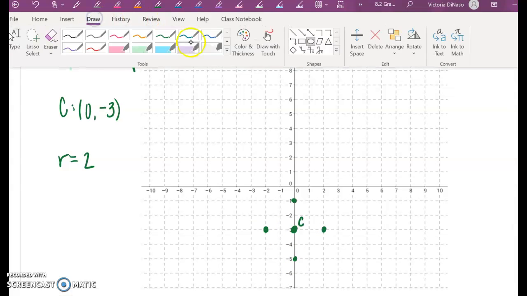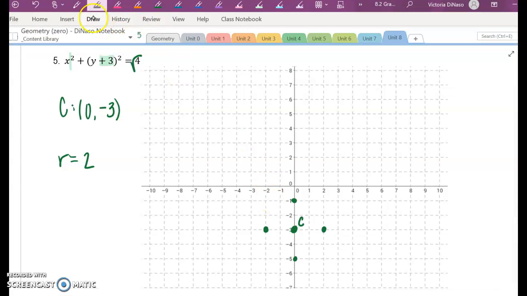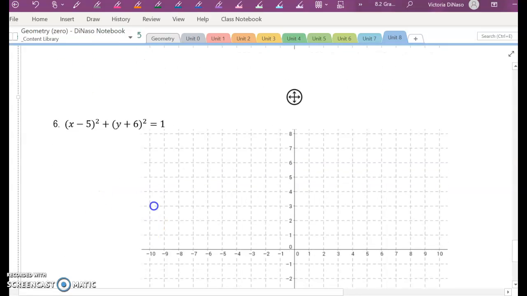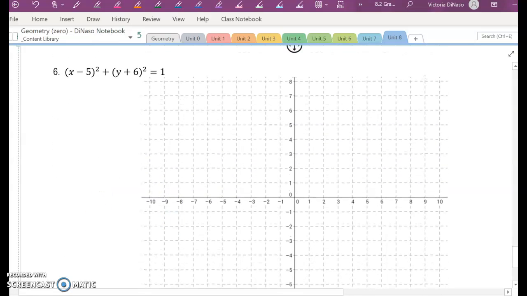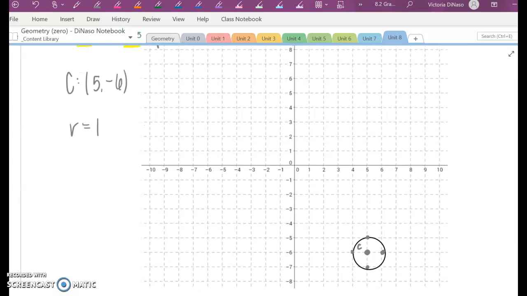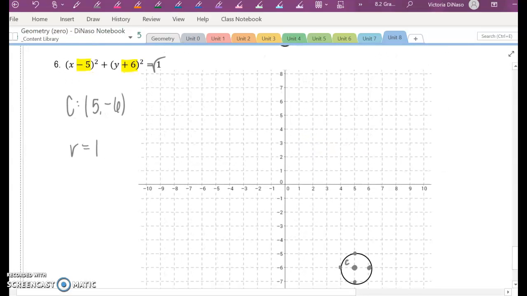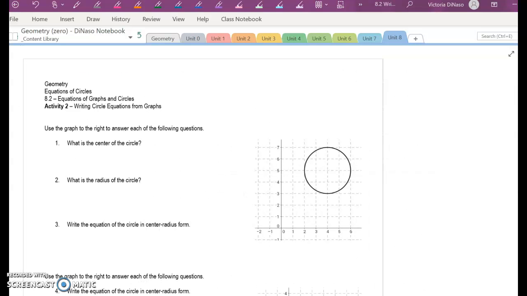Once you're done with number 5, go ahead and try out number 6. Number 6, you should have a pretty small circle because the radius happens to be the number 1. And that's the lesson. Here we go.